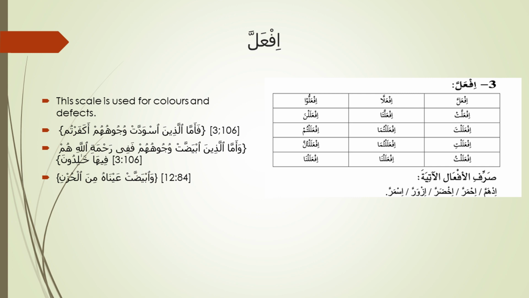Then we have the example, the brother asked, how do you use the example? Here's an example in the book of Allah. فَأَمَّا الَّذِينَ إِسْوَدَّتْ وُجُوهُهُمْ. As for those whose face becomes black. إِسْوَدَّتْ. What scale is that on? إِفْعَلَّتْ. Let's try conjugate. One each. You do one and your partner does one. So these scales are used mainly for colors and defects.